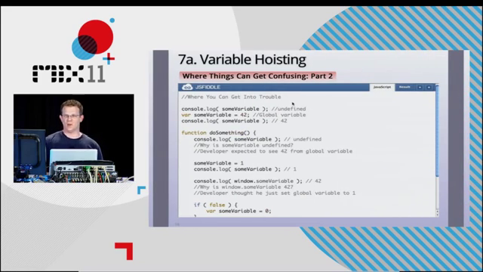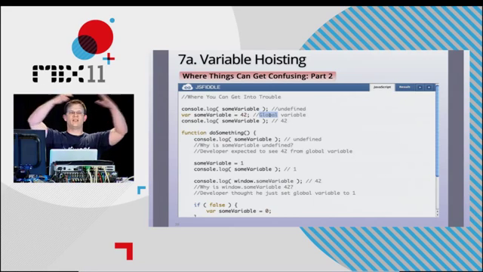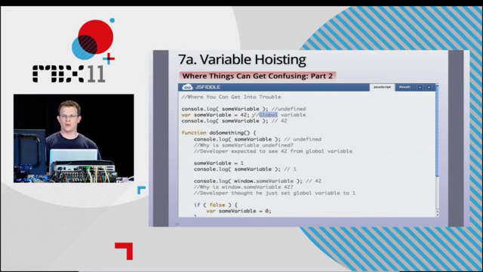Here's an even worse example. Let's read this from top to bottom. So we're going to console some variable. We haven't defined it yet, so it makes sense that it's undefined. So we go to the next line, and we define some variable to 42. And this is actually a global variable, so anything could access this, if you're familiar with global variables.